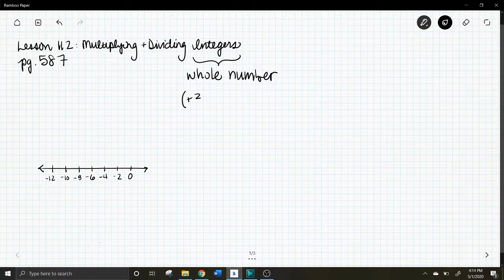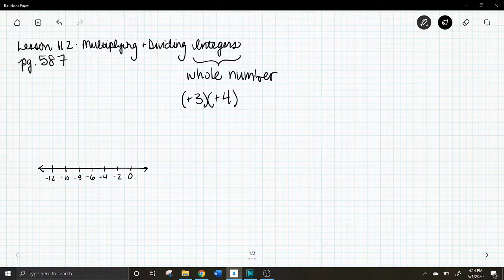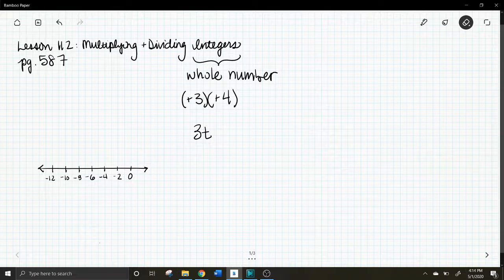Let's look at an example of multiplying two positive integers. The first thing I want you to notice is that I didn't write a multiplication sign, addition, subtraction, or division. I just have these two numbers in parentheses right next to each other. When you have things in parentheses next to each other, it indicates multiplication. Or if you had just a number and a variable, 3t means 3 times t. Alright, let's get back to it.